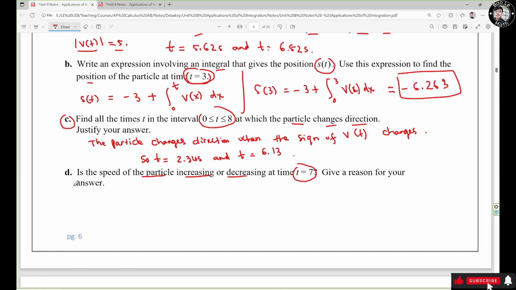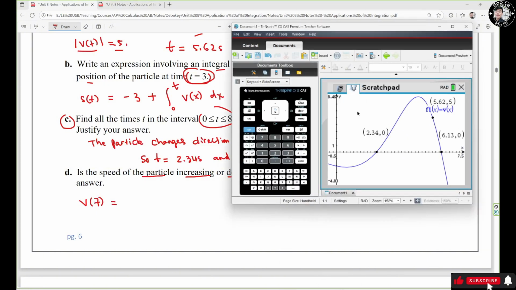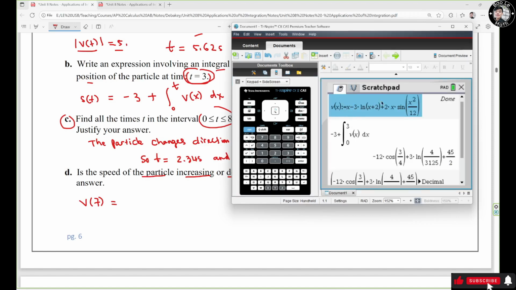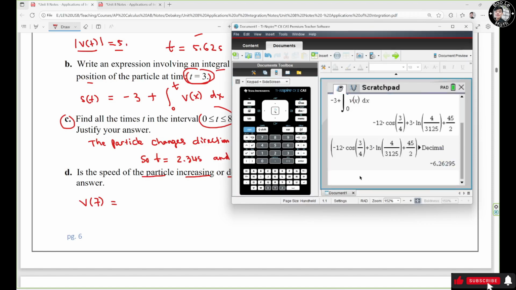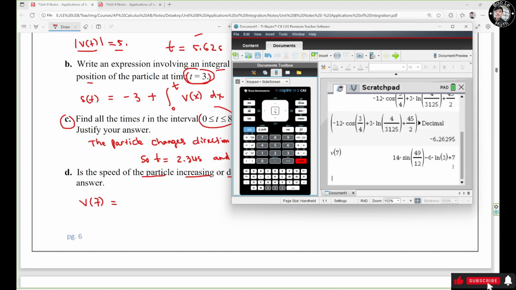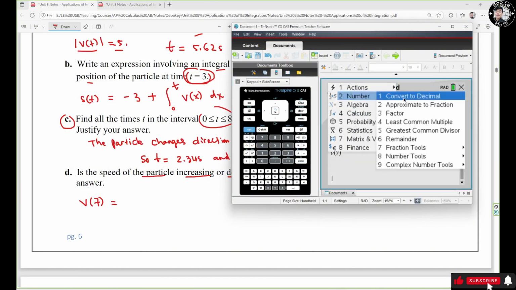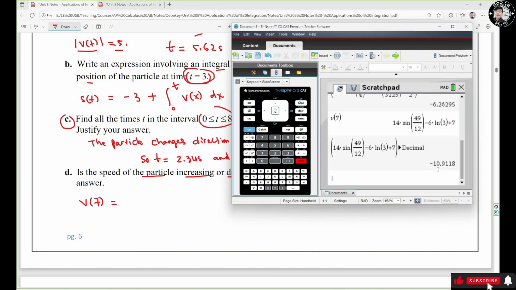Now, I need to calculate v of 7 first, right? So I'm going to use the calculator right here. I already have the function v. So I need to go to the home screen and calculate v of 7, hit enter. The answer is right here. I need to convert this to decimal, so I hit menu, number, convert to decimal, hit enter. The answer is negative 10.9, right?